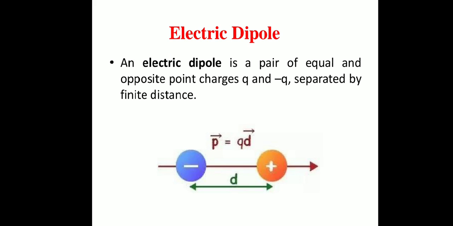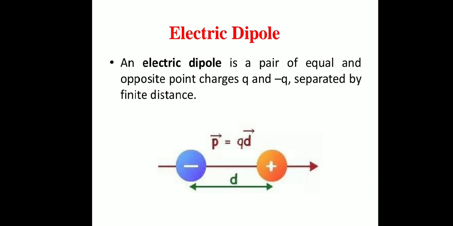Electric dipole. Electric dipole is a pair of equal and opposite point charges, plus q and minus q, separated by a finite distance. If you observe the diagram, there are two opposite charges. One charge is plus q, another charge is minus q, and both these opposite charges are separated by a small finite distance, small d.